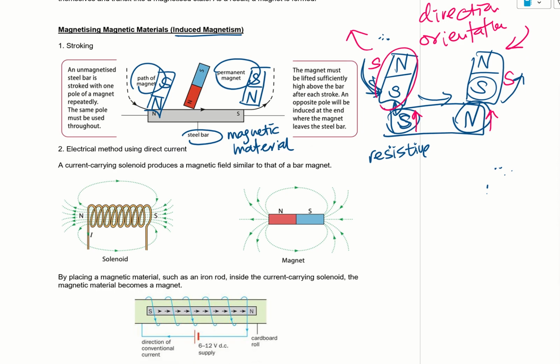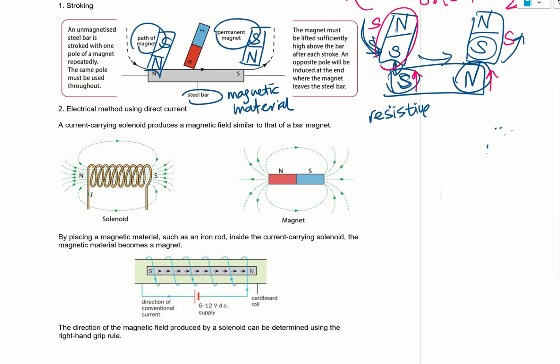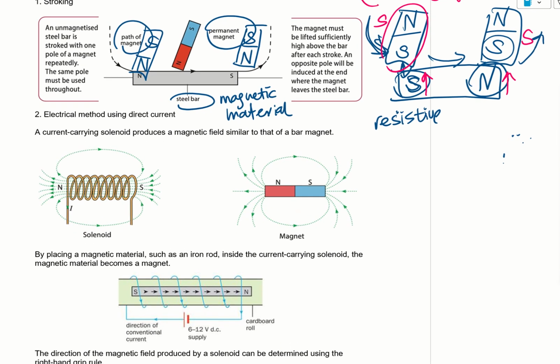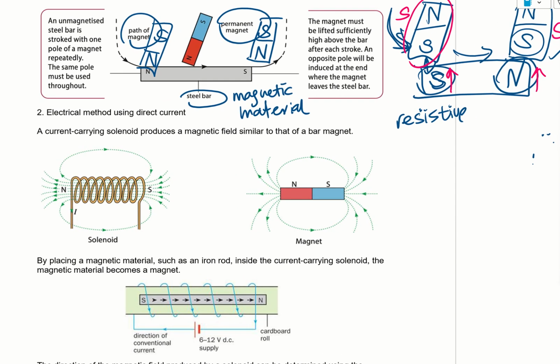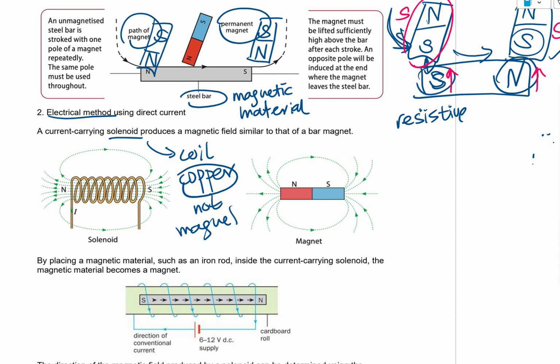Okay. So the other one that is easier because we are going to use current is the electrical method. So what is a solenoid? A solenoid is actually a coil of wire. It can be copper. But copper is not a magnetic material.